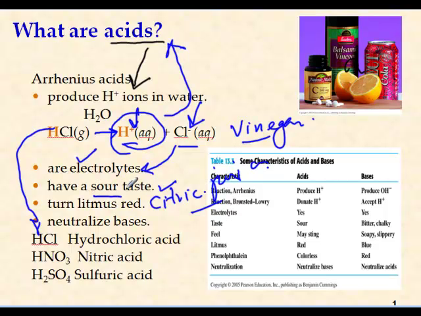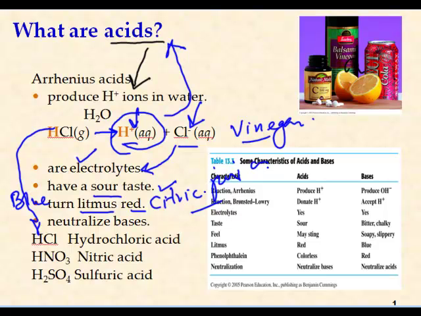It turns a vegetable dye called litmus red. There are two kinds of litmus, one is blue and one is neutral. Acids will turn blue litmus to red. So if we have some in the labs, when you come into the labs, I'll probably show you these.